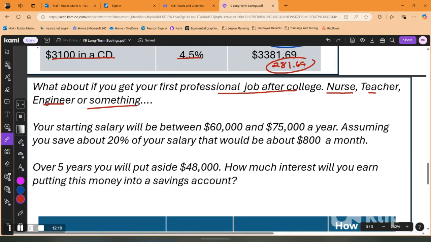It's easier for you right now if you don't have bills, you don't have kids. Me having kids and a wife, and wives are very expensive.